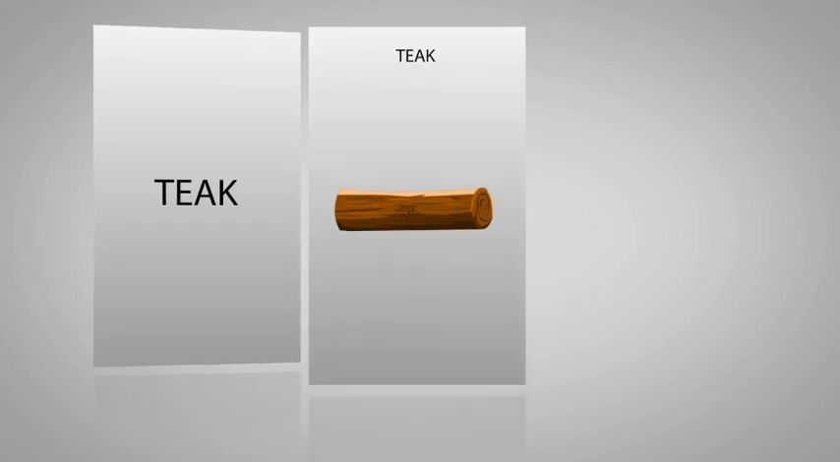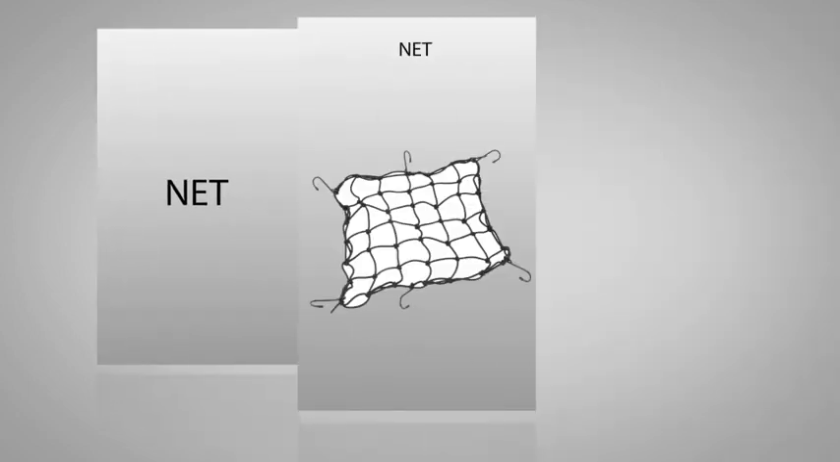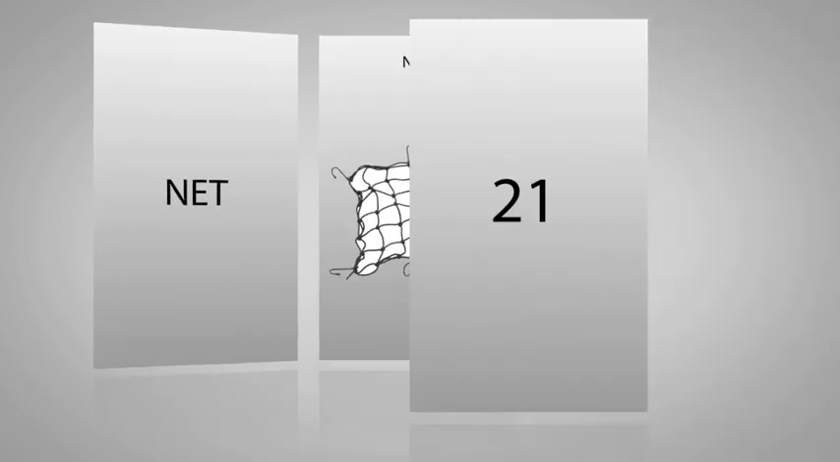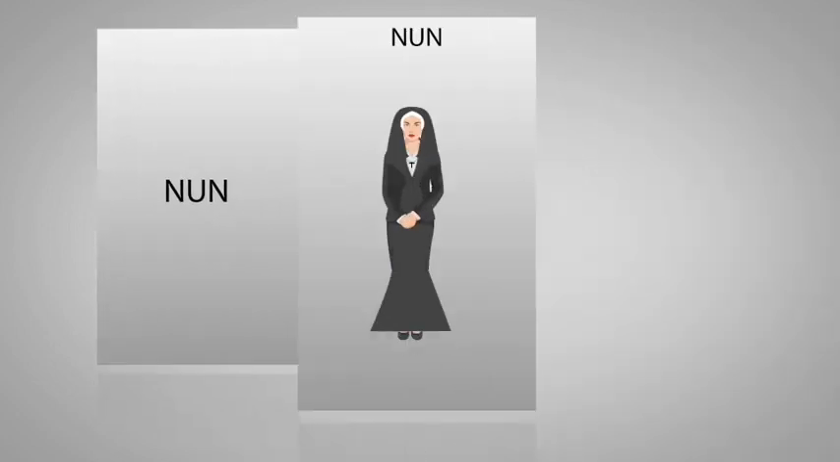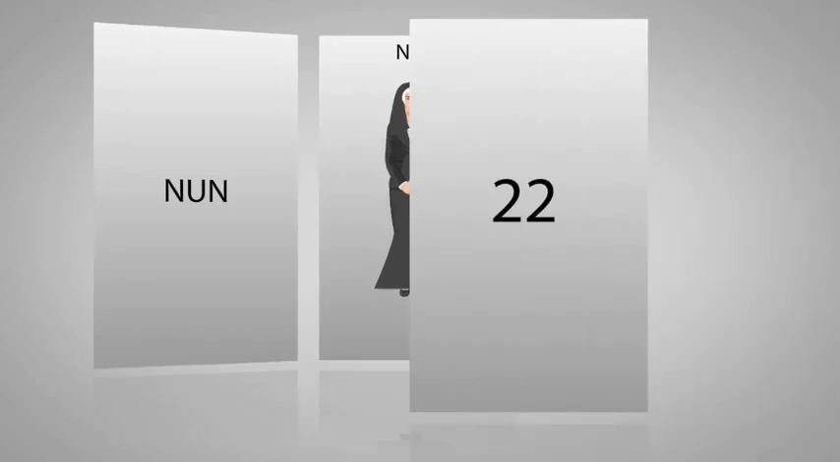So, do you remember the story? Now decode the story. Convert all the images into numbers. First one is teak. Teak means 17. Next is net. Net is 21. Next is nun. That is 22.